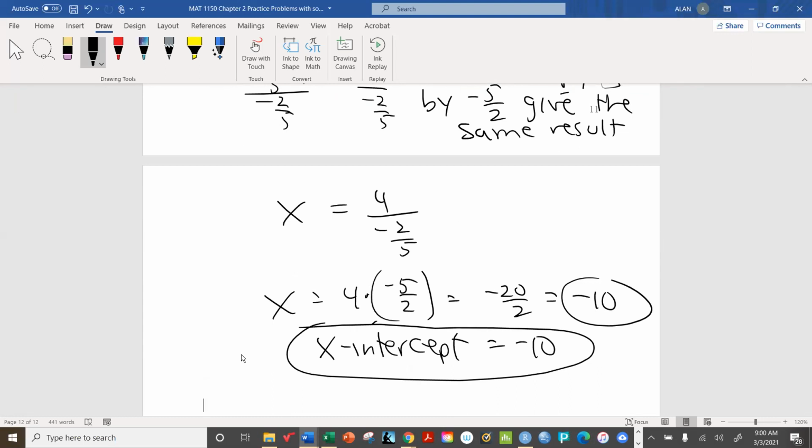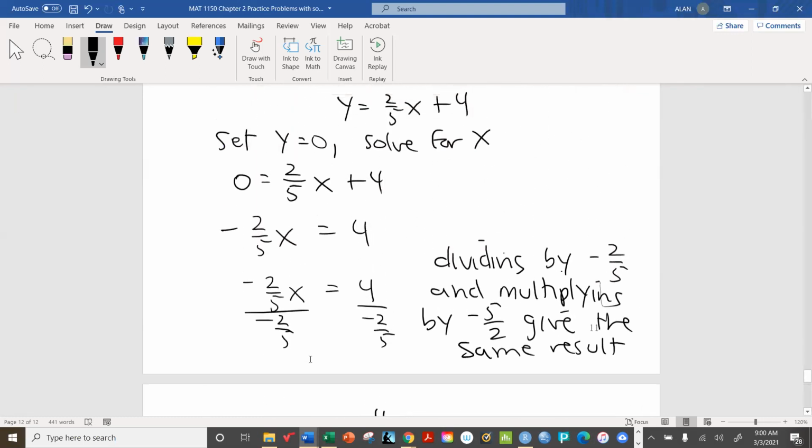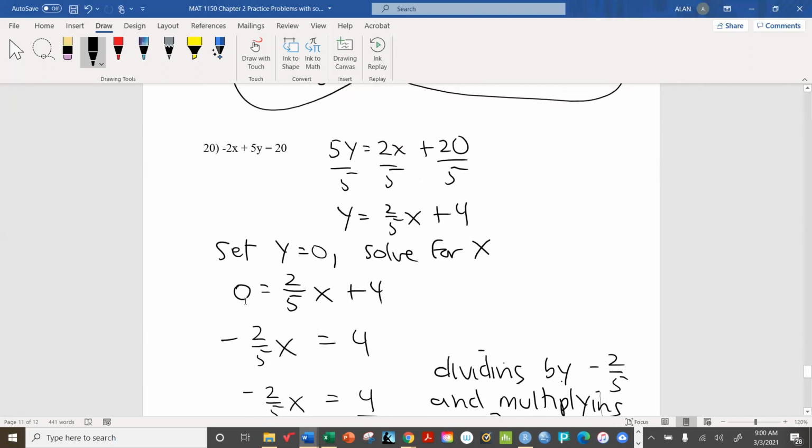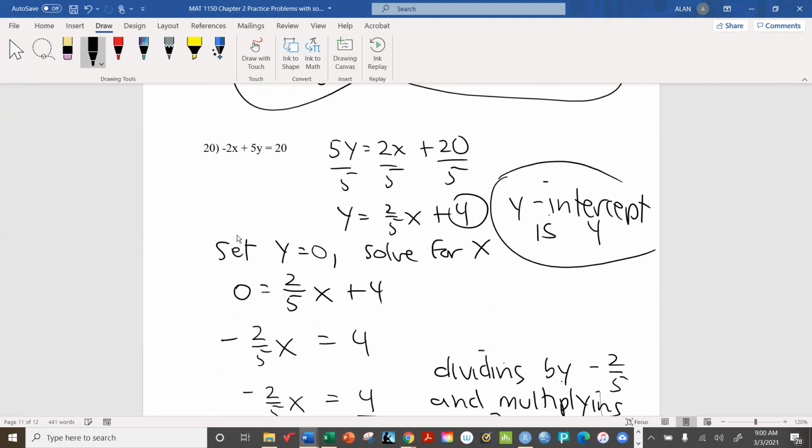All right. Oh, you know what we forgot to do? We forgot to specifically say that the y-intercept is 4, because we had to rewrite it to find it. Y-intercept is 4. And then we rearranged it. We set y equals 0 and solved for x to get the x-intercept. Very good.